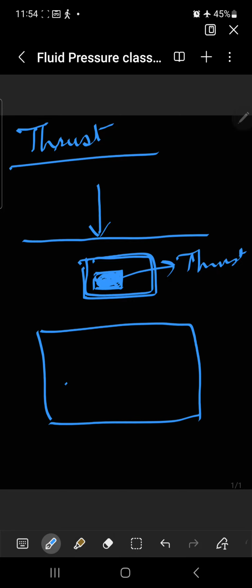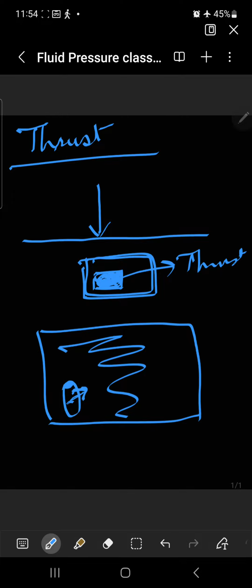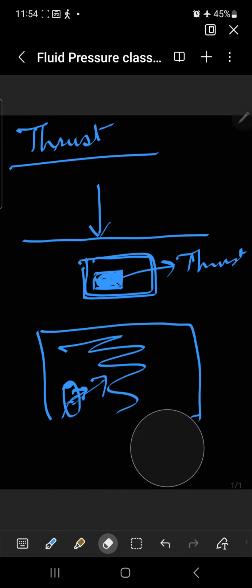One more simple example. You are walking on a field. So when you walk, your feet put a pressure on this field. So this force which is acting on the surface of this field by you, that is also a thrust because it is applied perpendicular to the surface. Okay. So understood what is thrust? Thrust is a force which is applied perpendicular on the surface.